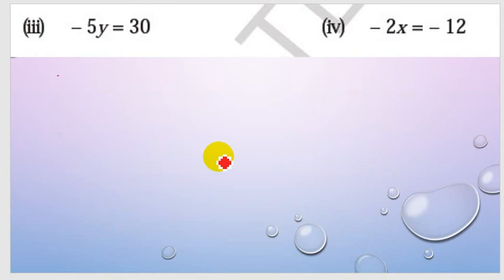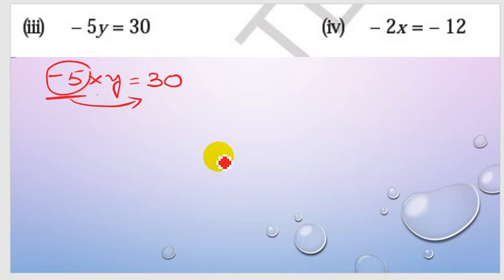Next, what about this? Minus 5y is equal to 30. So how can I write it? As minus 5 into y is equal to 30. Now you might be wondering that it is minus 5, so if minus 5 is transposed, then it becomes plus 5. That is wrong, because here minus 5 is being multiplied with the unknown y. So this particular constant minus 5 is being multiplied with y, so we need to transpose this minus 5 as division, because it is in multiplication form.